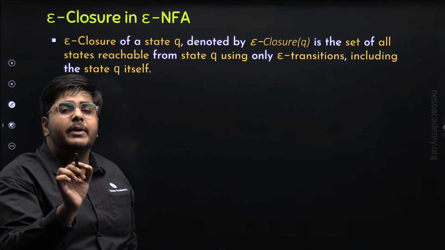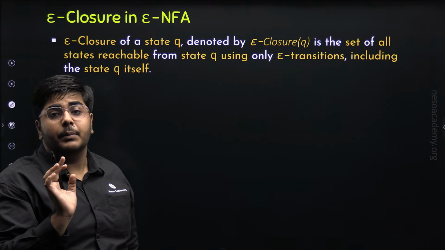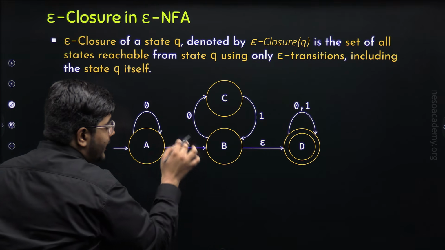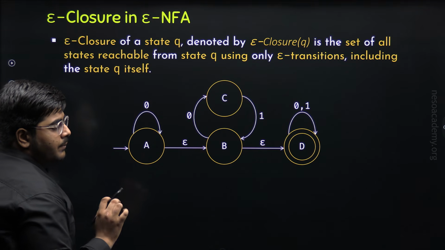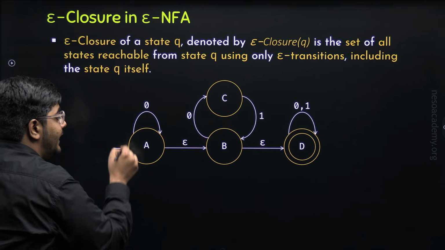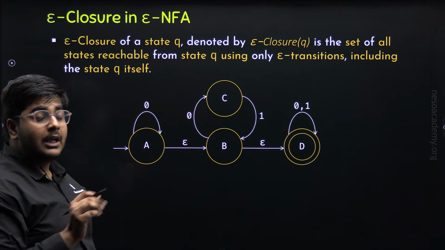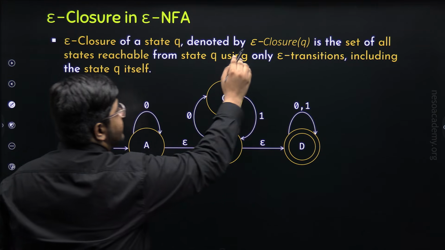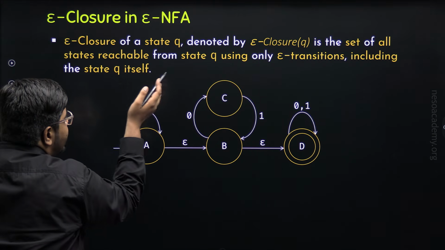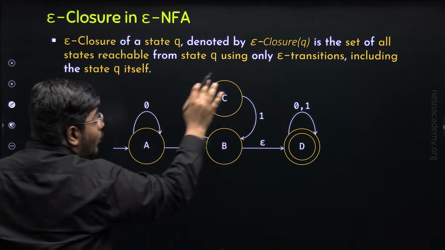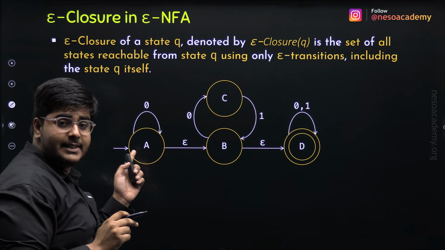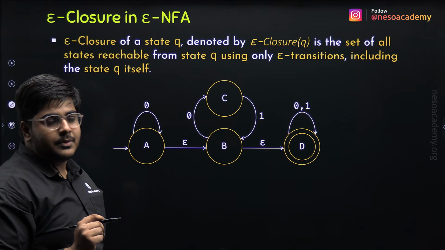This definition will become more clear to you once we see an example. So this is an example of epsilon-NFA, and you can see these two are the epsilon transitions. Now if I tell you to calculate the epsilon closure of the state A, how do we calculate? According to the definition, the epsilon closure of the state A is the set of all states that we can reach from the state A using only epsilon transitions.